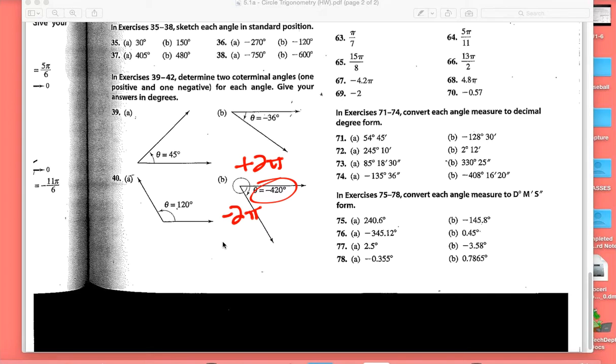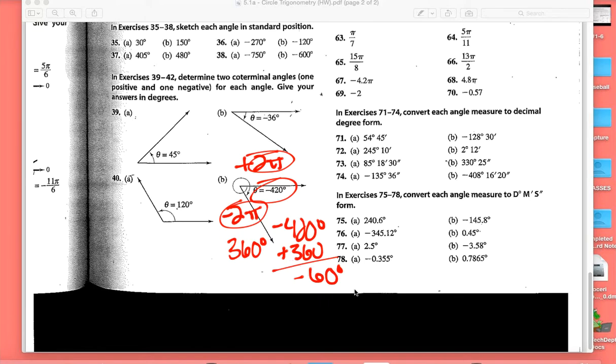But here we go with this one, right? The equivalent of 2 pi and negative 2 pi is 360 degrees. So if I take negative 420 degrees and I add 360 degrees, I get negative 60 degrees. Even though I added, I still have a negative number. So that is coterminal, right? Negative 60 degrees would be if you just went directly down without spiraling around. So that is coterminal to negative 420 degrees.